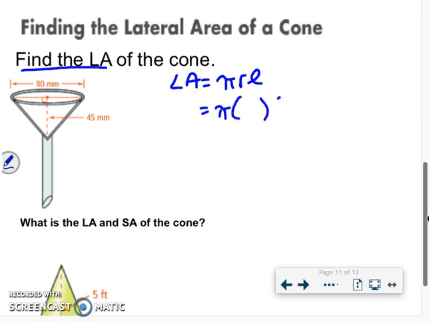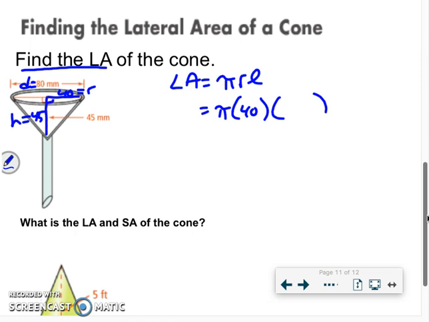So let's check what they gave us and what they haven't given us yet. They gave us that 80 is all the way across, so we call that a diameter. That means that the radius is going to be 40. So I'm going to put that right into our formula here. So we have pi times 40 times, and L is going to be what we need to find. They gave us that this is 45, but that would be an altitude which we call H.